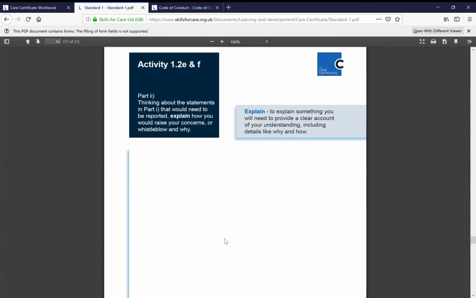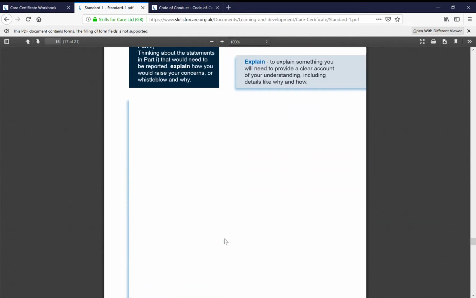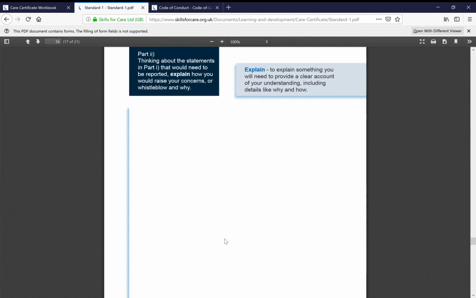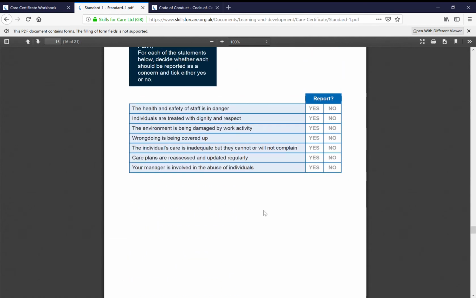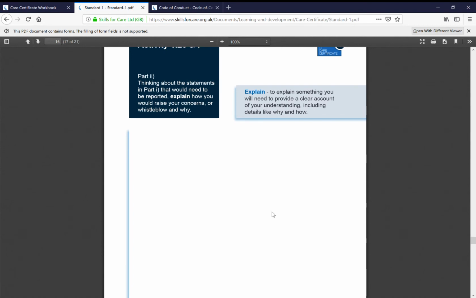So activity 1.2 E and F. So thinking about the statements in this section here that you need to be reported, explain how you'd raise concerns or whistleblow. So based on the ones here that you said, yeah, I'm going to report those, that's not right, how would you go about that? Who would you contact? Would it be verbal? Would it be over the phone? Would it be email? Would it be within your company? Would it be outside your company? How would you go about reporting those concerns?